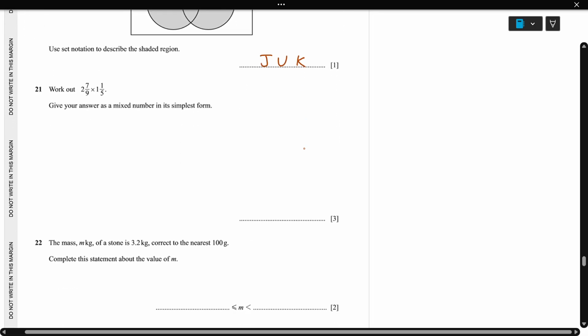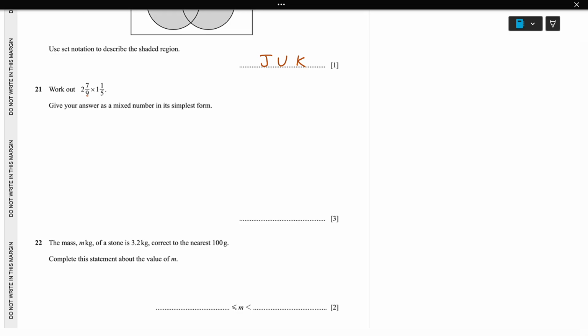Next question, work out 2 7/9 times 1 1/5. Okay, so 9 times 2 is 18, 18 plus 7 is 25 over 9. Here is a times. Here also change the mixed number into an improper fraction. 5 times 1 is 5 plus 1, which is 6 over 5. So we can reduce it.